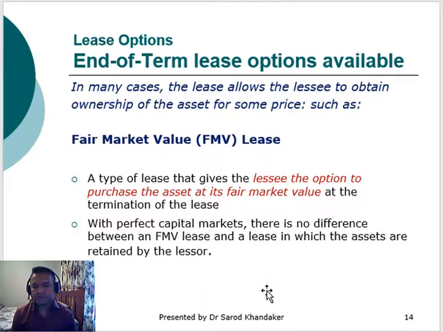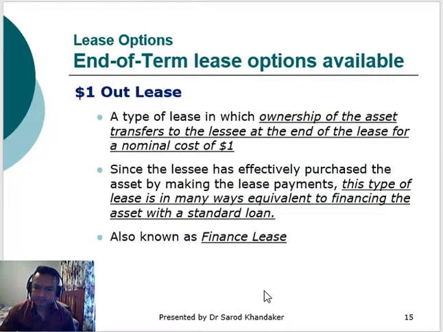So in the fair market value lease, at the end of the lease payment, the lessee will have the option to purchase the asset at the fair market value. So the lessee needs to find out what is the fair market value of that particular asset, and then he needs to pay that amount to the lessor in order to obtain the asset.